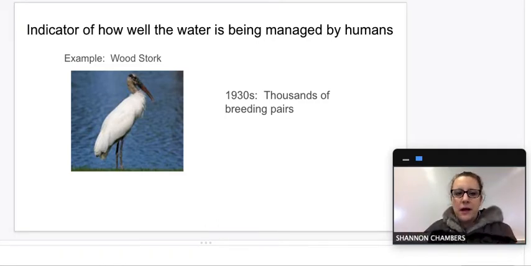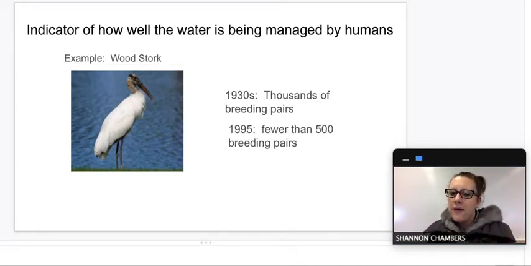were thousands of breeding pairs living in the Florida Everglades. I mean, thousands. These birds were everywhere. By 1995, there were fewer than 500 breeding pairs. So why did this happen? Well, what happened is people moved into Florida and they started developing it.